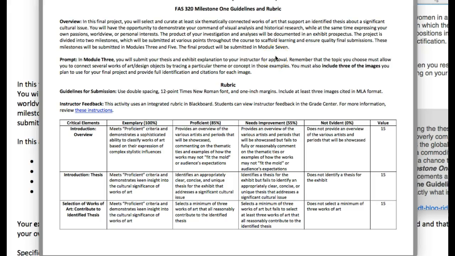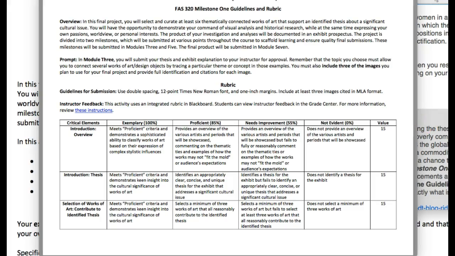So this isn't just an overview of looking at thematically similar pieces of art or design from different historical periods. This is actually tying it together so that part of that theme includes some sort of a significant cultural issue. Okay, let me give you an example.